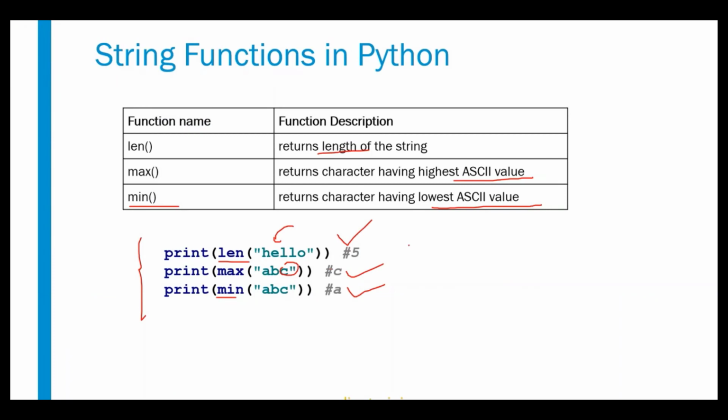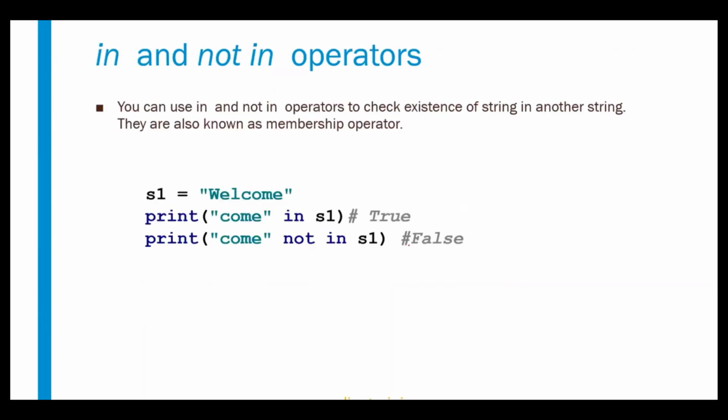Right, so now let's move on to the next category: the in and not in operators in Python. You can use the in and not in operators to check the existence of a string in another string, so they are also known as membership operators. Here I have taken a string called welcome. Here I am verifying whether this particular part of the string is available inside S1 or not. COME is already there in this string, so it returns True. And similarly, with the same string I have used COME with the not in operator.